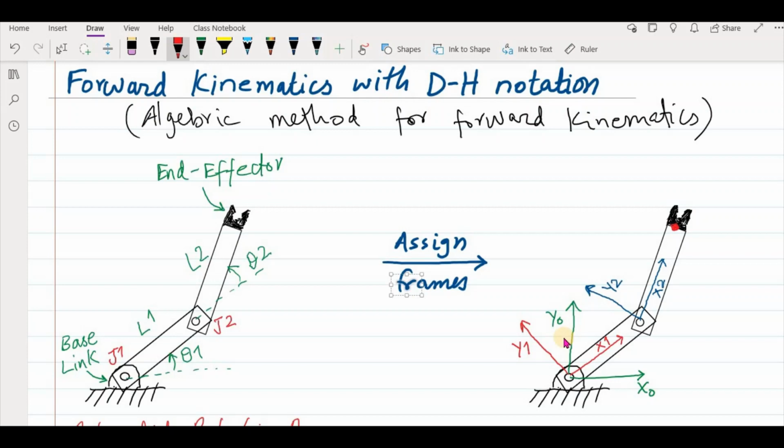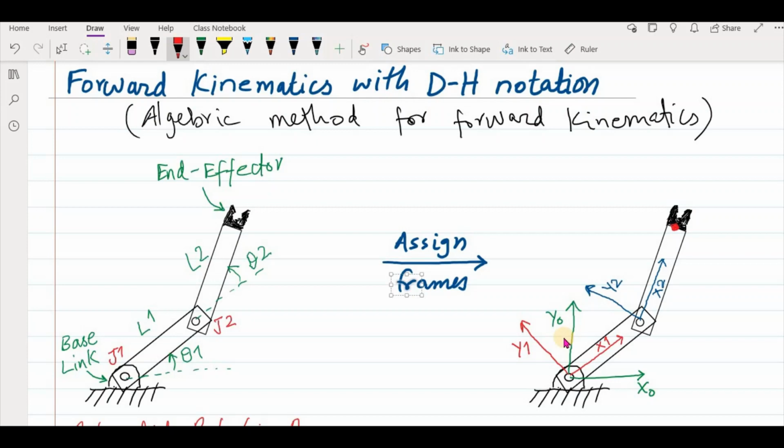Now let's move toward our second joint, and now we have to again attach a frame, because here there's one more joint, so we attach our second frame here. Again, this is a revolute joint, and the motion must be toward the z-axis according to the DH notation. So the z-axis is coming toward the reader, and the x2 axis is toward the link length, and then y2 axis is perpendicular to the z2 and x2 axis.